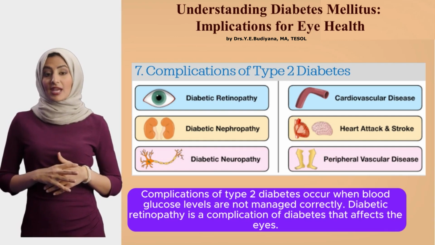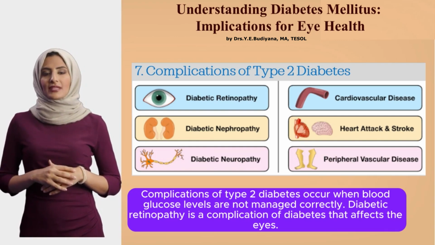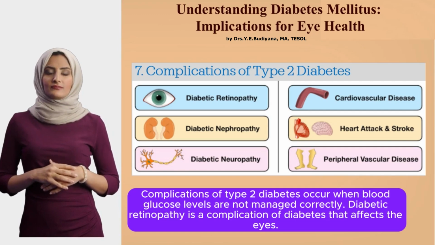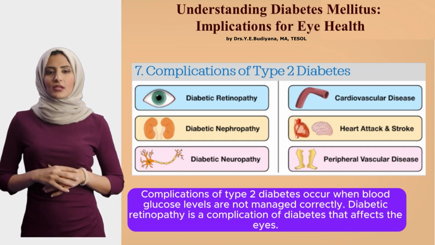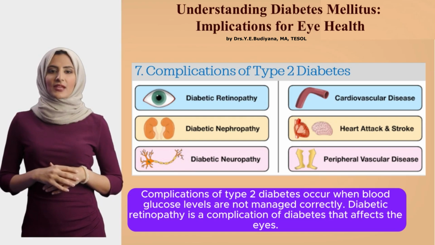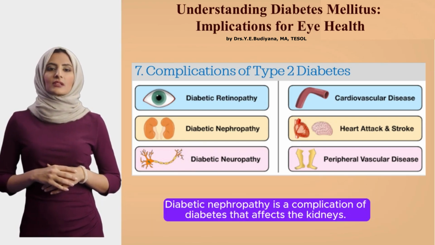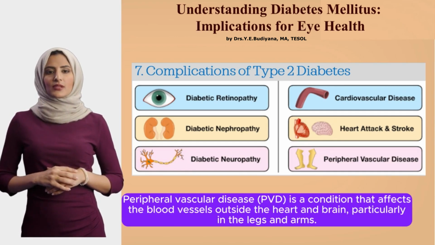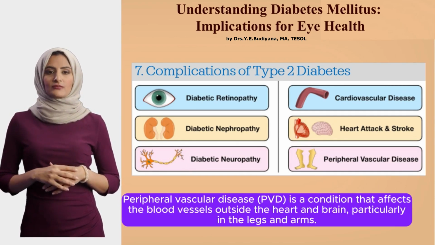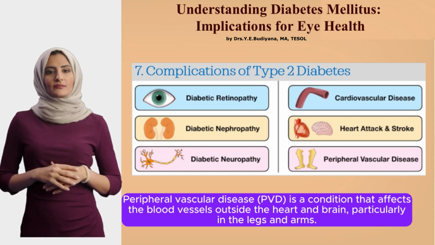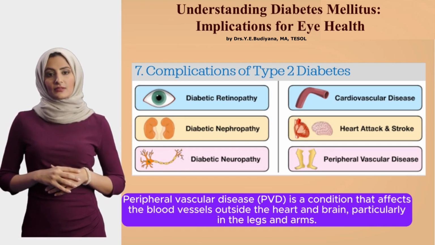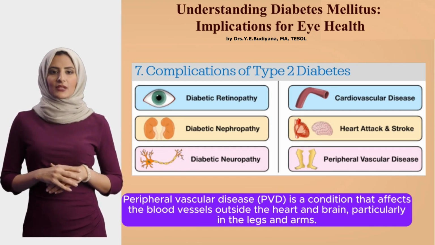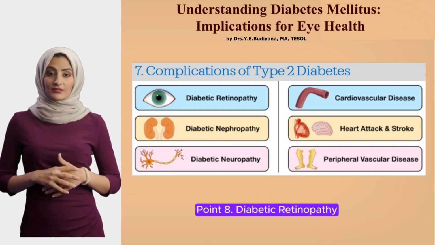Complications of type 2 diabetes occur when blood glucose levels are not managed correctly. Diabetic retinopathy is a complication of diabetes that affects the eyes. Diabetic nephropathy is a complication of diabetes that affects the kidneys. Diabetic neuropathy is a complication of diabetes that affects the nerves. Peripheral vascular disease, PVD, is a condition that affects the blood vessels outside the heart and brain, particularly in the legs and arms.